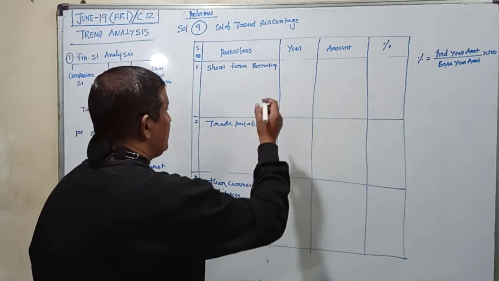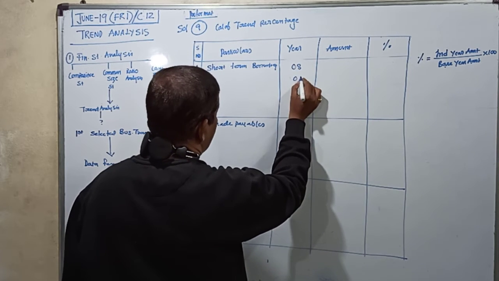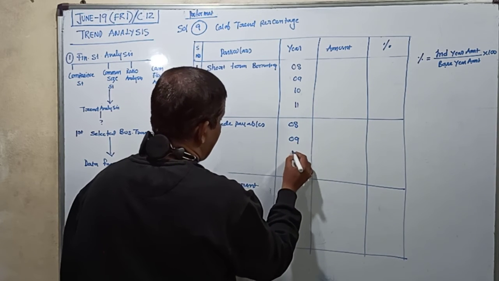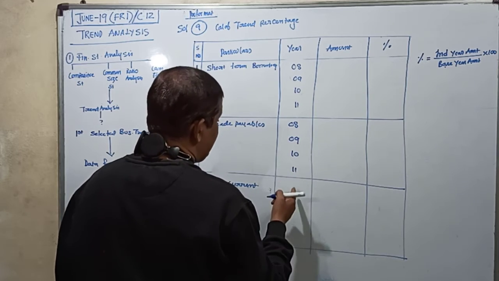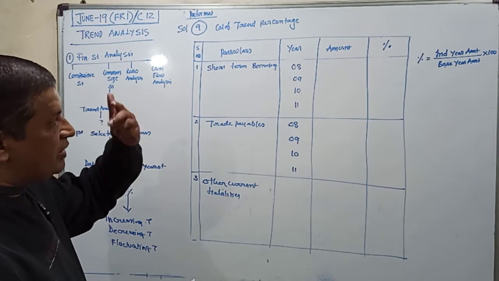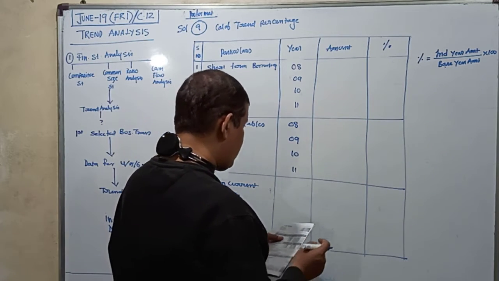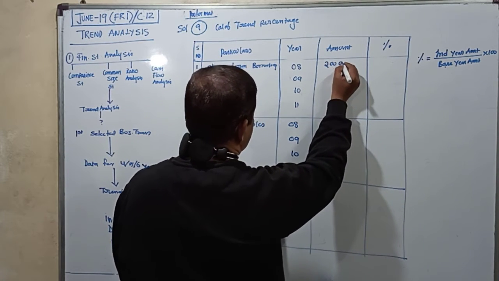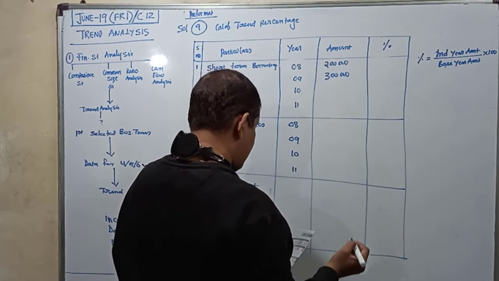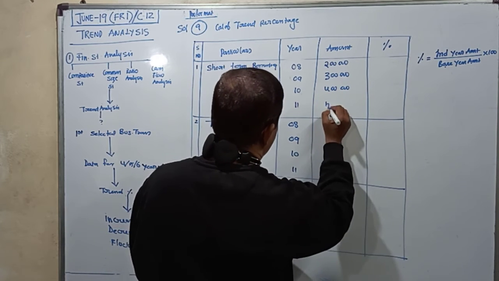That's the first thing. Then they took the data for how many years? They took it for 4 years. So it is 2008, 2009, 2010, 2011. Everywhere the data is taken for 4 years. Similarly here also 8, 9, 10, 11. So here for short-term borrowings, the first year is 2 lakhs. For the next year it is 3 lakhs. For the next year it is 4 lakhs. For the next year it is 5 lakhs.